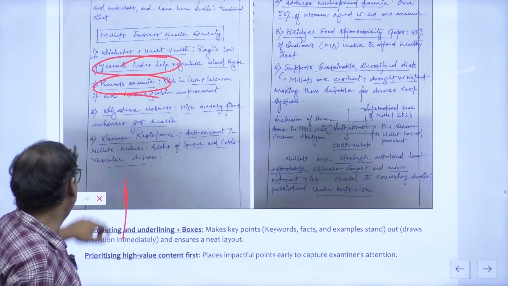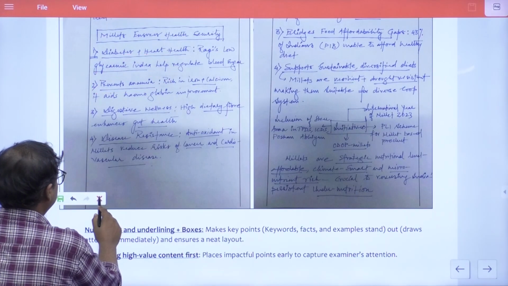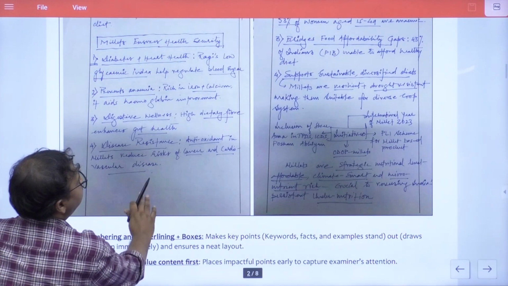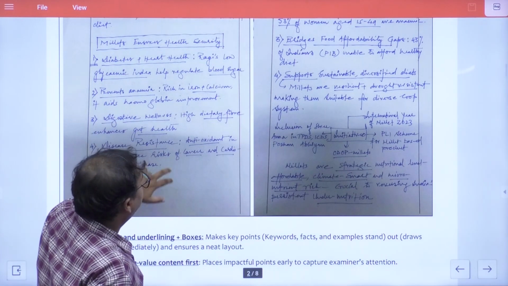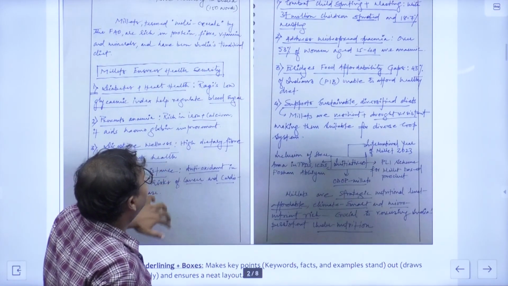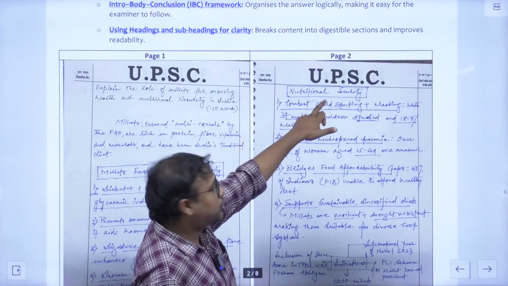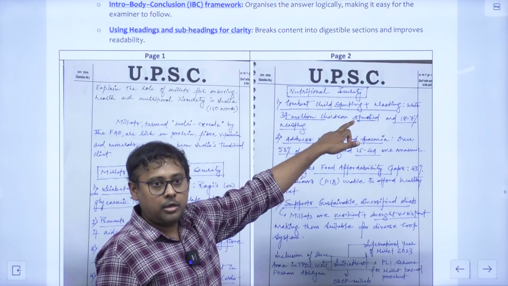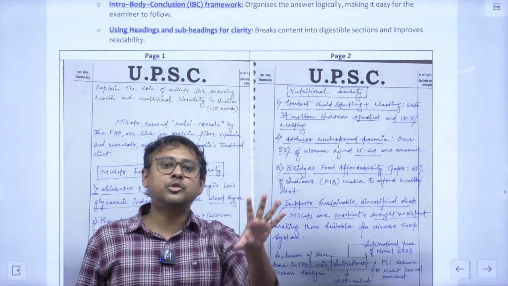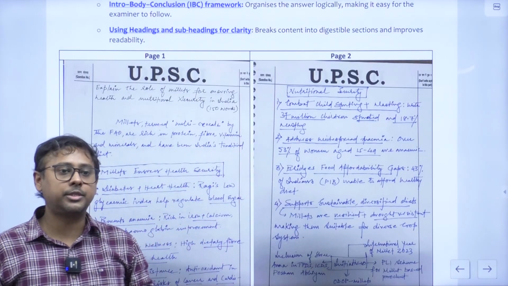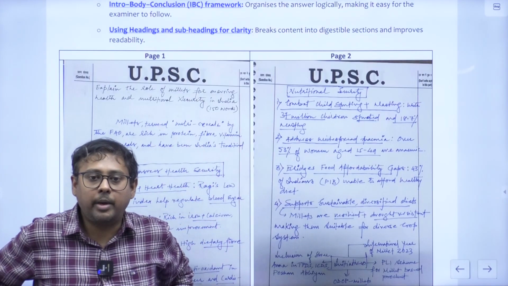Okay? Similarly in this case, combat nutritional security, right? So what comes to your mind when it is nutritional security? What aspect comes to your mind?